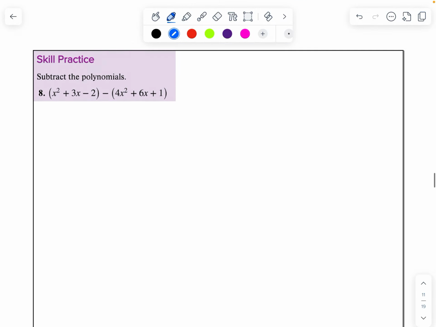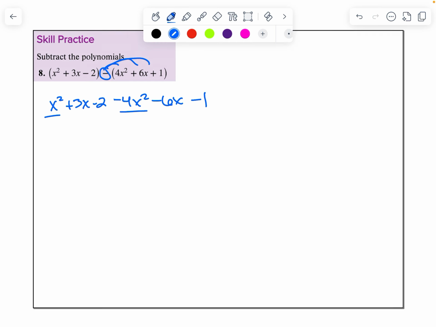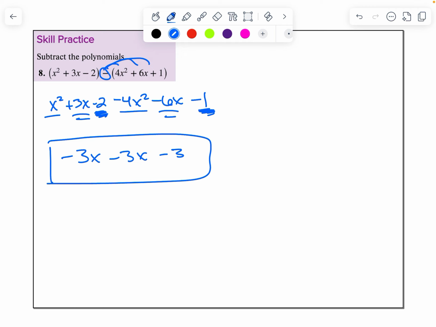Here are some more examples of that. Subtract this polynomial. The first thing we need to do is distribute the negative through. So x squared plus 3x minus 2 minus 4x squared minus 6x minus 1. And now combine like terms. Combine your like terms with just x's. And combine your numerical terms. And that's going to be our final answer there. Oh, I'm sorry, this is x squared. Those first items there made an x squared item.